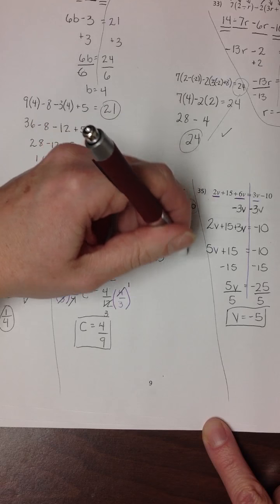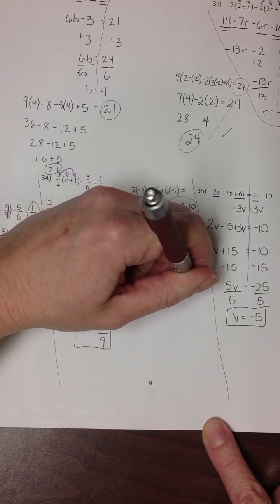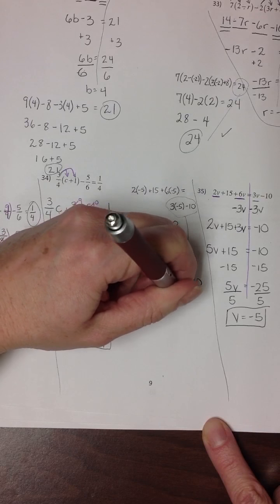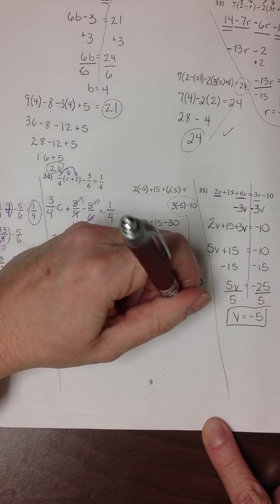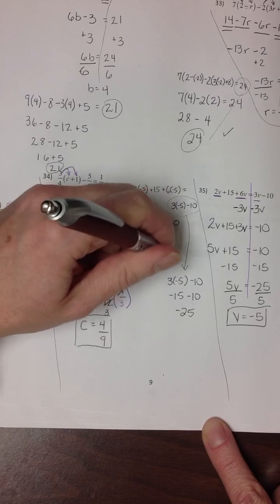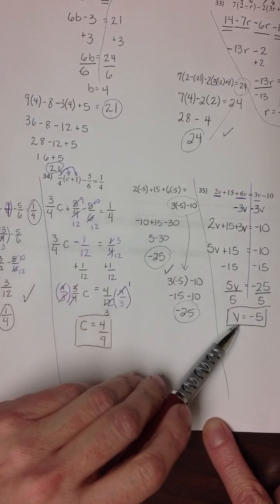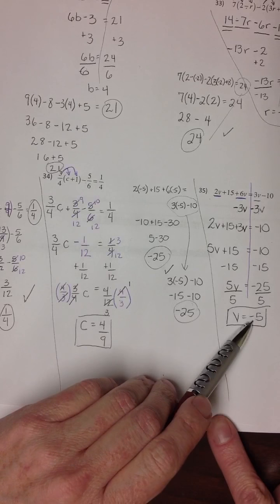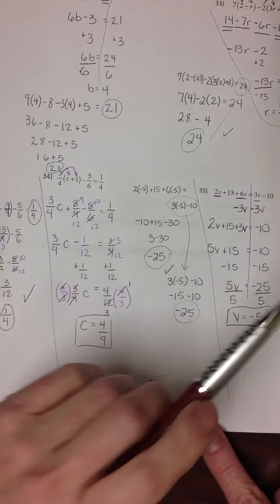Simplifying this left side, 3 times negative 5 is a negative 15. Subtract 10 more from it, and I also get negative 25 on the right side. So my equation is true. The value that you can put in place of v to make this be equal is negative 5.